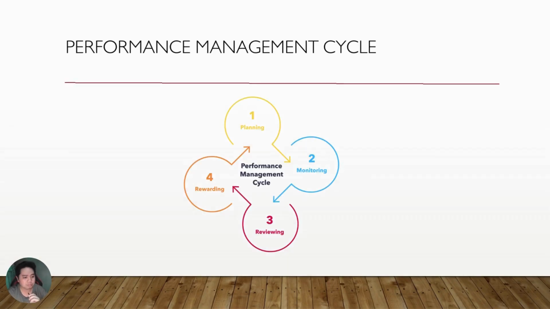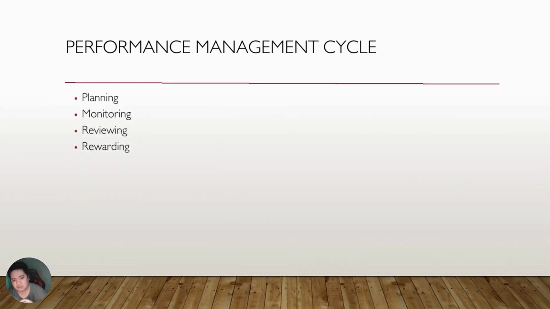Let's go to the performance management cycle. This performance management cycle involves 4 steps or 4 parts. First is planning, monitoring, reviewing, and rewarding. When you say planning, it means the organization and the employee goal setting. So what's the plan? What will be the goals of our management?